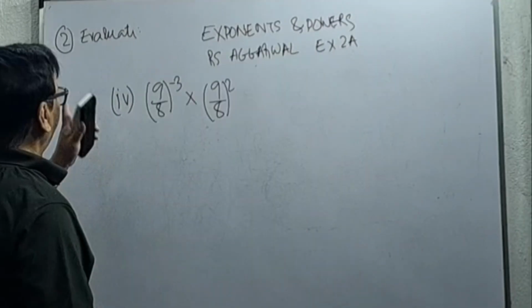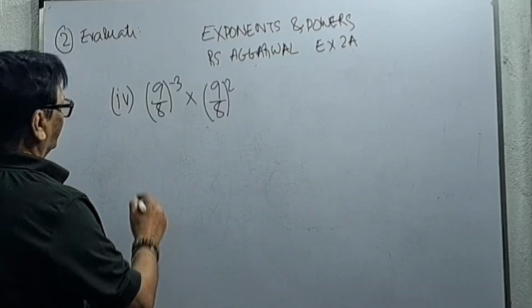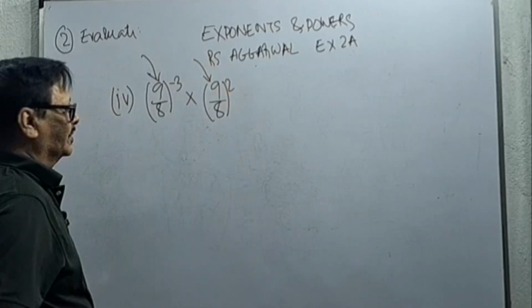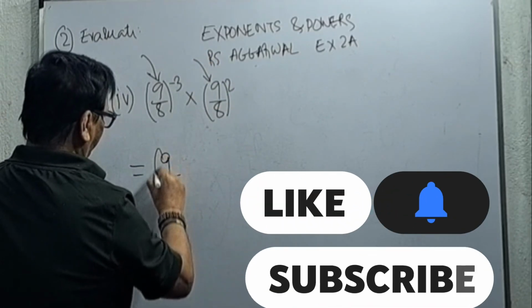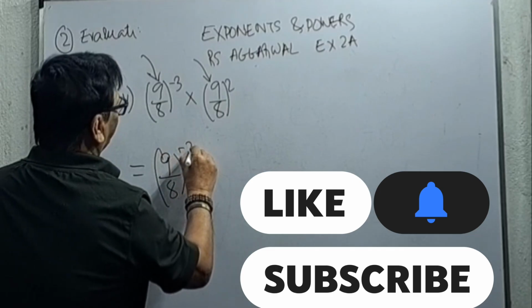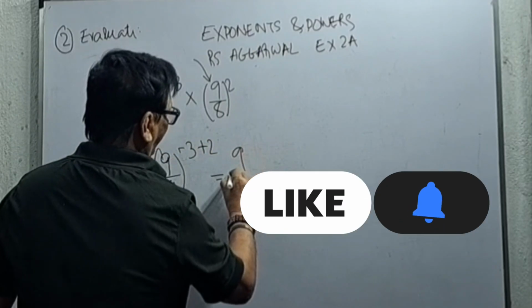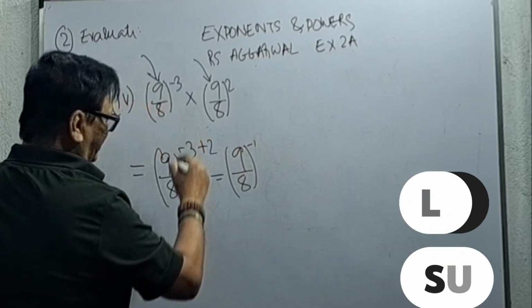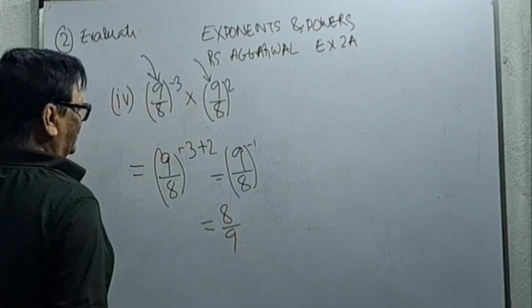Number 4 completes the main part, question number 2. So here again, see, the bases are same. So we write 9 by 8 power minus 1. So we make the power positive and write 8 by 9. So the answer is 8 by 9.